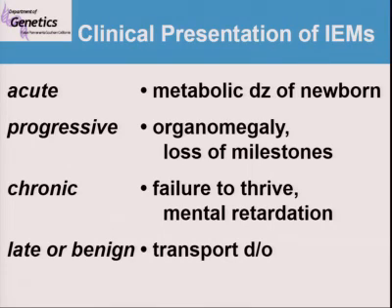They may present gradually over time with perhaps organomegaly or loss of milestones. They may present as an ill-defined chronic failure to thrive, or rarely mental retardation with no other manifestations. Or they may be relatively late onset or considered benign. And in this category, I would put hypercholesterolemia, which is a genetic defect present at conception, which usually doesn't present until 40s or 50s or 60s, okay?